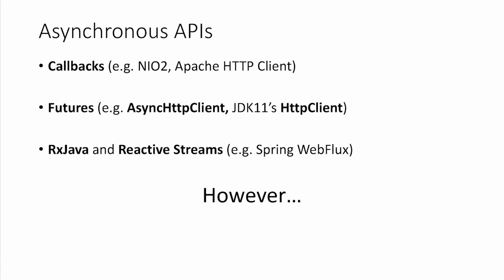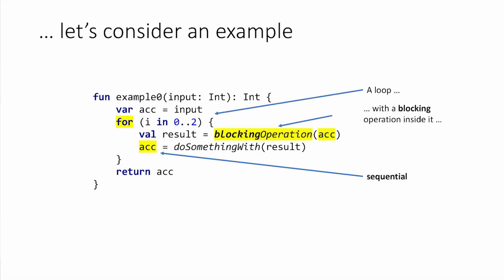On the JVM, there are lots of asynchronous APIs. We have callbacks, for instance, NIO2 that appeared on JDK 7, the Apache HTTP client, all they use callbacks. They use an asynchronous model based on callbacks. We also have APIs based on futures, for instance, the async HTTP client, the new JDK 11's HTTP client support futures, and we also have reactive streams and RxJava. For instance, the new Spring WebFlux supports reactive streams. And these are different models of dealing with asynchronism in our code.